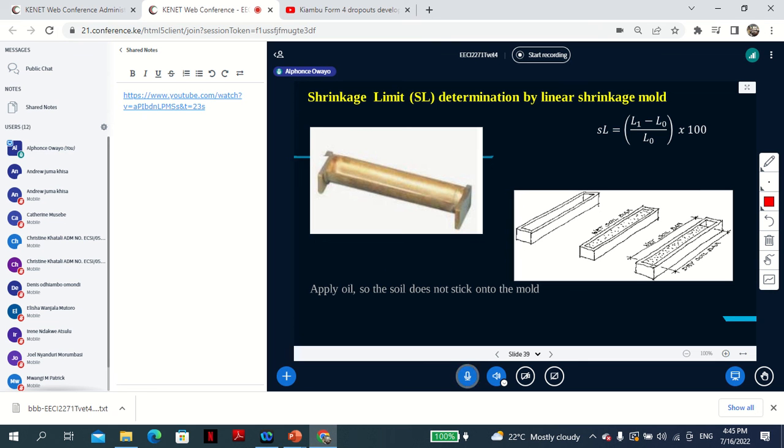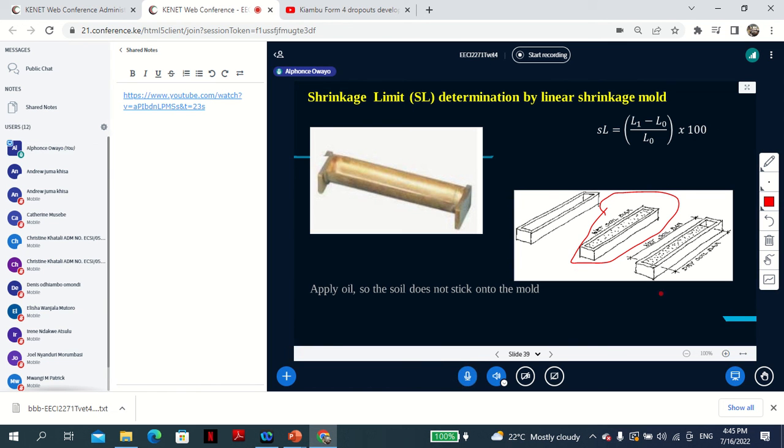You remember me saying the water content. Use the soil with the highest water content when you're doing the Casagrande or the liquid limit test. Then you apply oil on the mold, and then you put the soil in the mold. Once you put the soil in the mold, you put it into the oven. This is simple and straightforward. Then you just compare the lengths. All right. So the shrinkage limit is the change in length.